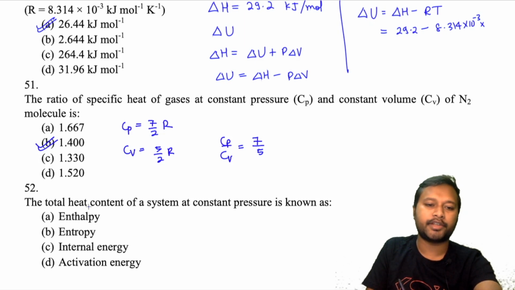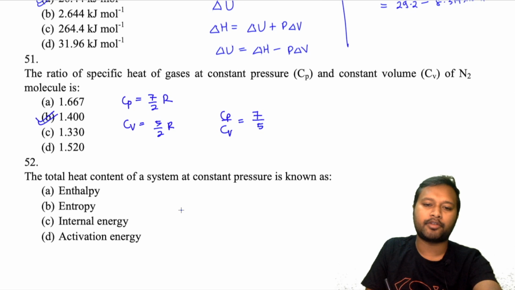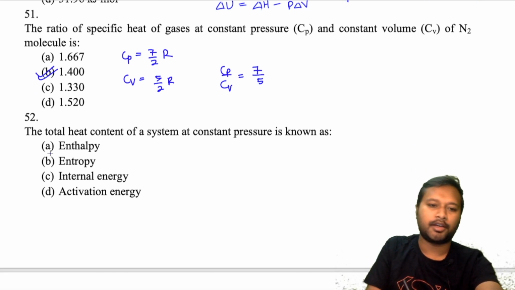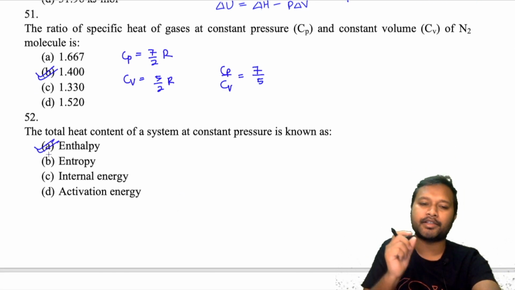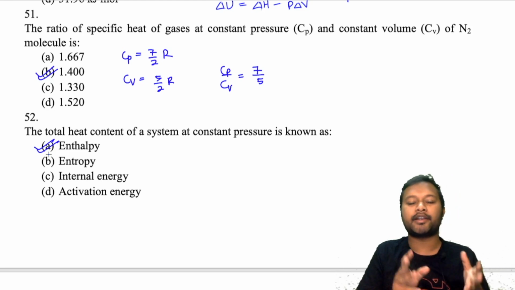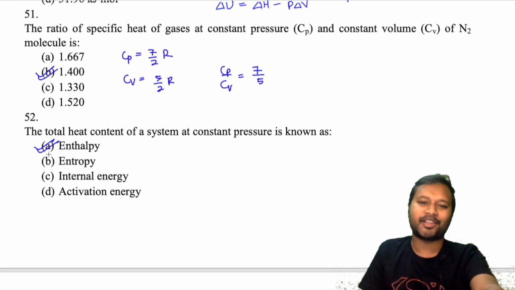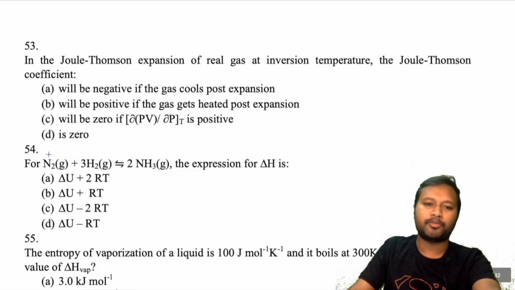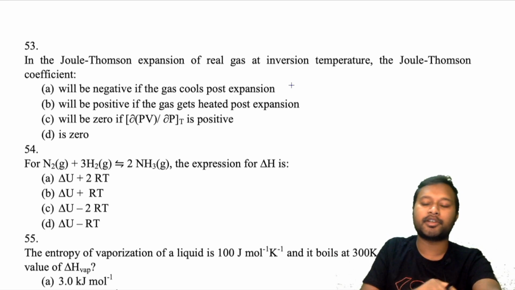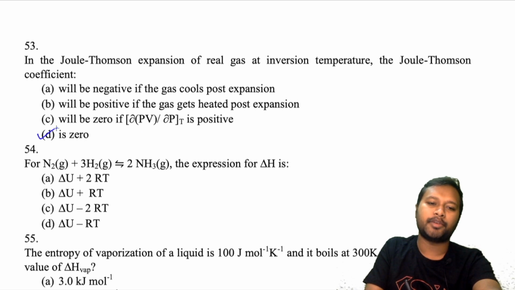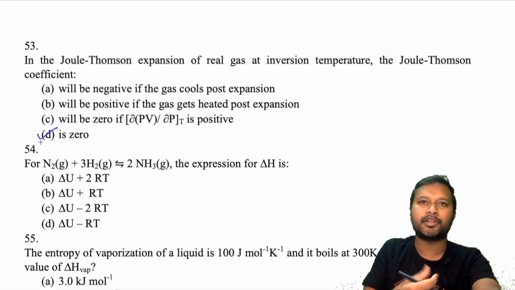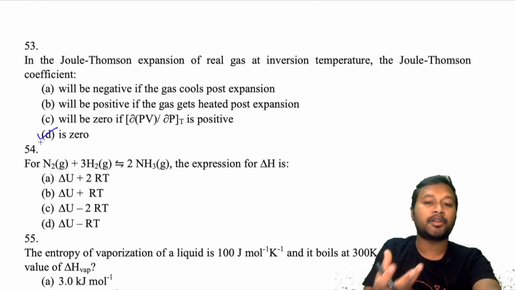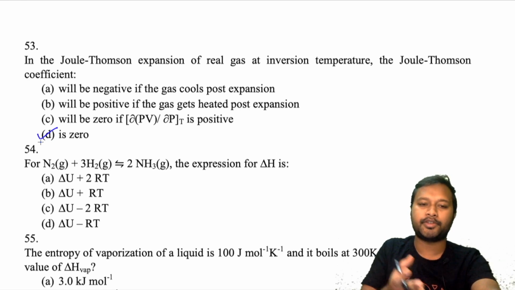Going for the next question, it says that the total heat content of the system at constant pressure is known as, we all know the definition of enthalpy, that is equal to the total heat content of the system at constant pressure, right? Let's go to the next one then. The next question is from the Joule-Thomson coefficient, and it says that the Joule-Thomson expansion of a real gas at inversion temperature becomes 0, because the inversion temperature is the temperature where the Joule-Thomson coefficient becomes 0. So by the definition it's correct.